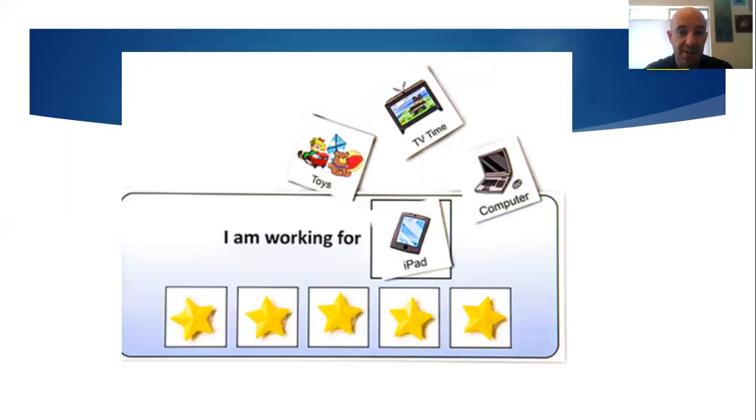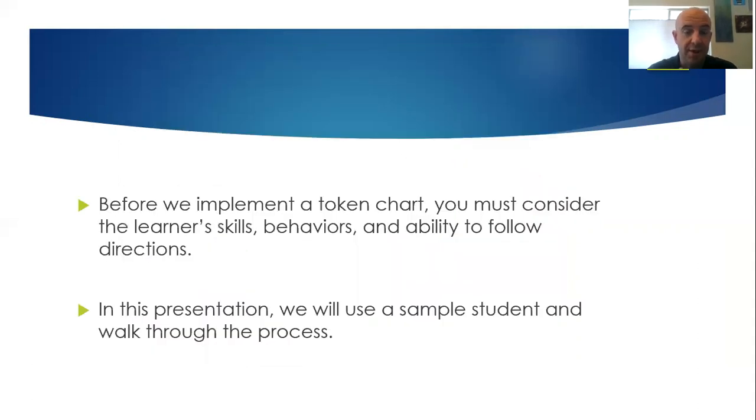Here's another example where the stars are all filled in. It gives a couple of examples of icons for a reward that they're earning: toys, TV time, computer, iPad. It really can be anything they're working for. It could be a break, it could be hugs, it could be a high five, it could be snacks. We don't use them at Odyssey, but if you're home, you can easily use an edible. It just really depends on what your learner is into and what they're going to be motivated by. So let's keep going.